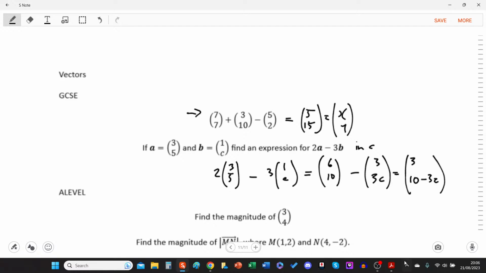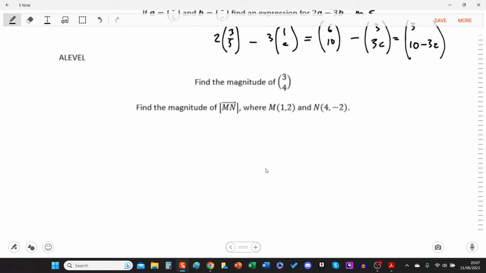It's just an expression. I wanted to put that in there to show some sort of generalization, but essentially it doesn't have to have algebra in there. You're just adding or subtracting like terms. How does that change for A level?